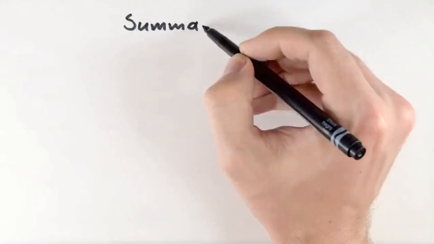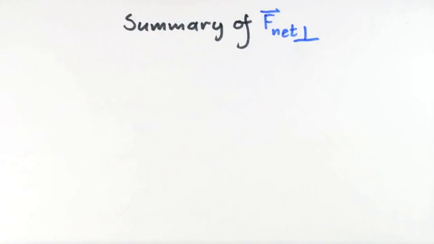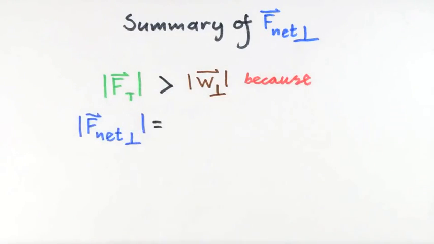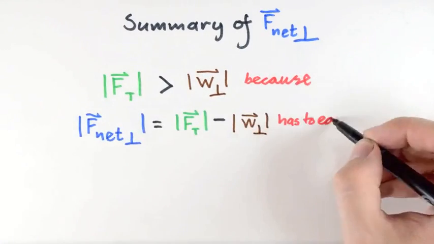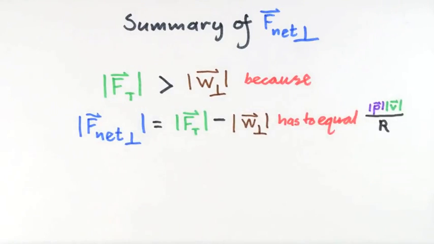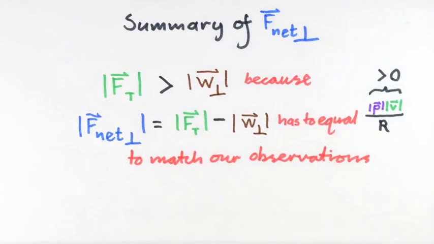We can summarize this result by saying the tension force has to be larger than the weight component along the perpendicular direction because it has to be larger by just the right amount to give the F net perpendicular needed to cause the climber's trajectory to curve in just the way we observe.